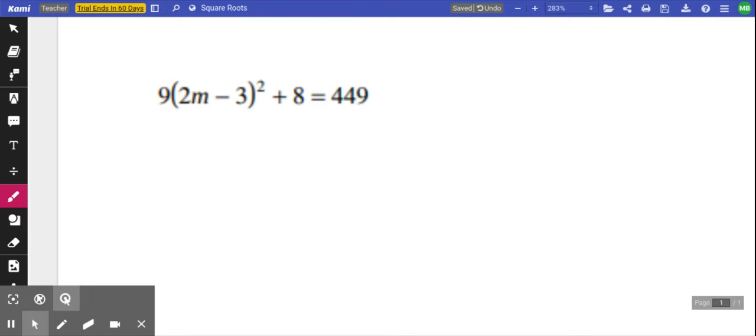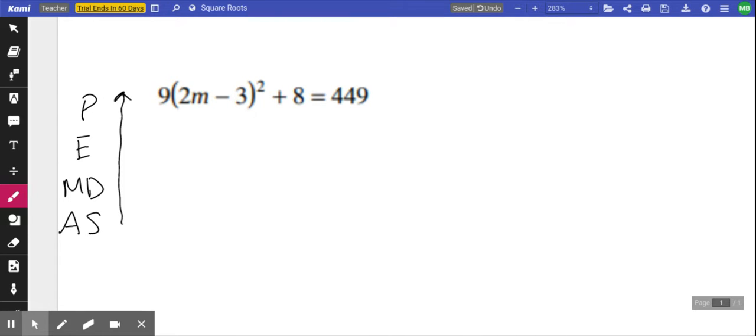Let's do one more example. Here are variables on the left-hand side, but you'll notice there are numerous things happening alongside that variable. In order to isolate it, we're going to have to take several steps. Whenever we are doing inverse operations, we're doing order of operations in the opposite order. So instead of doing PEMDAS, we're going this way. We want to do the inverse in the opposite order.